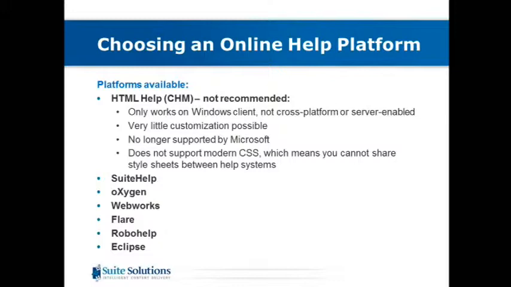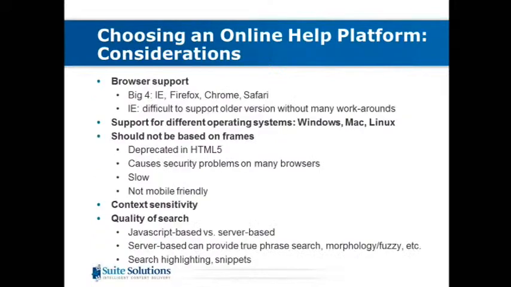Other considerations about choosing an online help platform: again, browser support, the big four: IE, Firefox, Chrome, Safari. IE is very difficult to support older versions without a lot of workarounds. So if you can get away from it, try to get away from it. Support for different operating systems: you have to think about Windows, Mac, Linux. If you're going to have a nice help system with advanced search that's going to run like a light server, either on a web server or even on a client, you want to make sure that's going to be able to run on Linux, maybe even Macintosh.